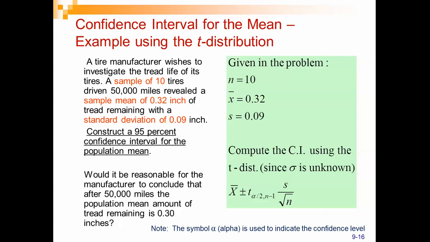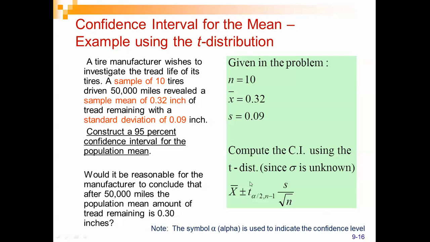A tire manufacturer wishes to investigate the tread life of its tires. A sample of 10 should be a trigger to you, especially since it's highlighted in red. A sample of 10 tires driven 50,000 miles revealed a sample mean of 0.32 inch of tread remaining with a standard deviation of 0.09 inch. Construct a 95% confidence interval for the population mean. Would it be reasonable for the manufacturer to conclude that after 50,000 miles the population mean amount of tread remaining is 0.30 inches?